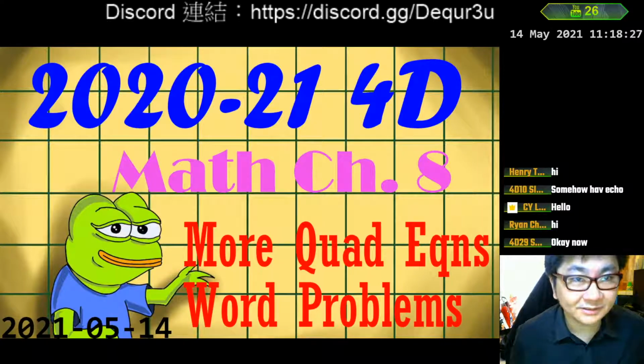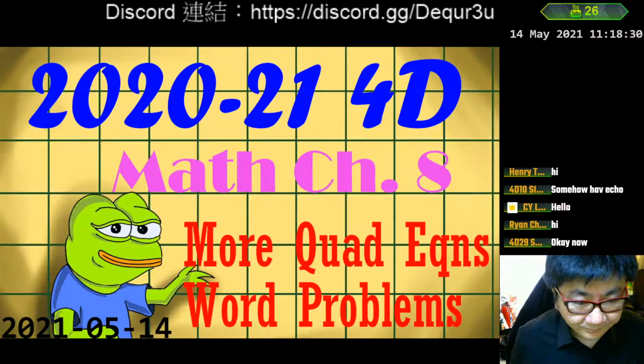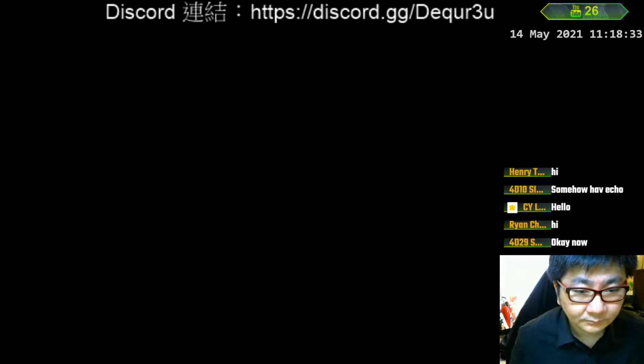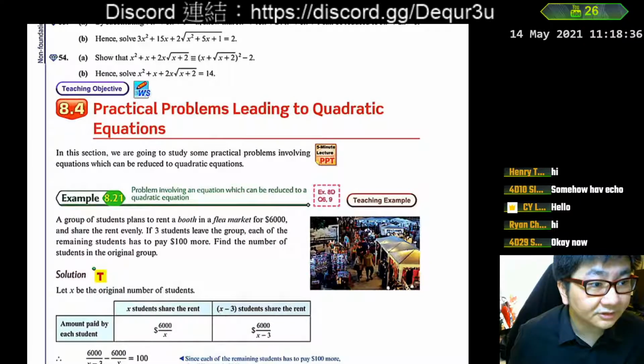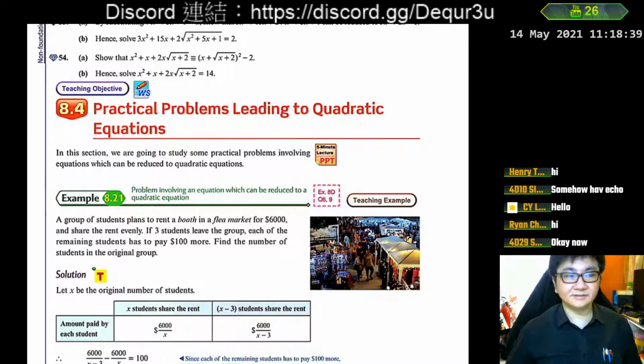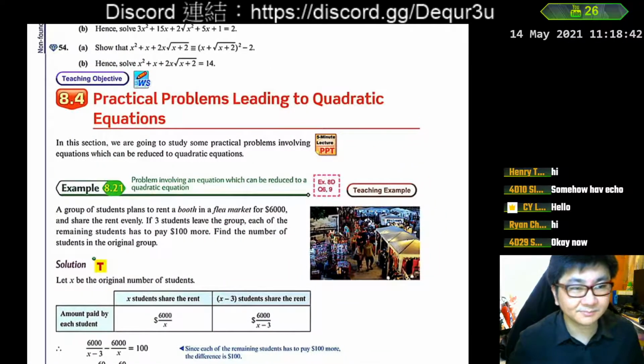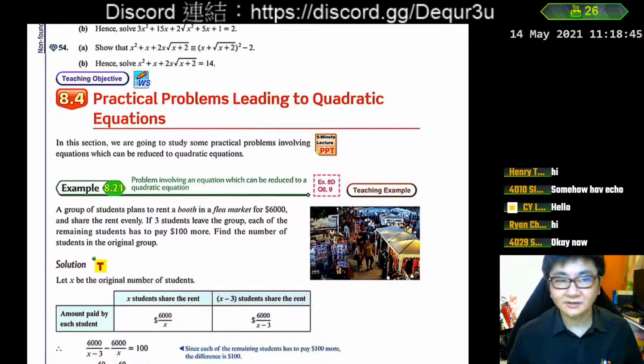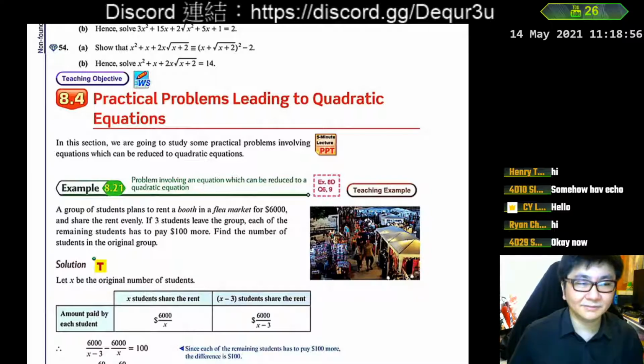About word problems, I change to the textbook first. Okay, so the textbook display seems okay now. It is the last section, practical problems leading to quadratic equations. There is some situation given, and after understanding the situation and writing the equation, we may find it can become a quadratic equation, and then we can solve as usual. So understanding the situation is one of the first key steps. And then afterwards, of course, we do solving as usual.